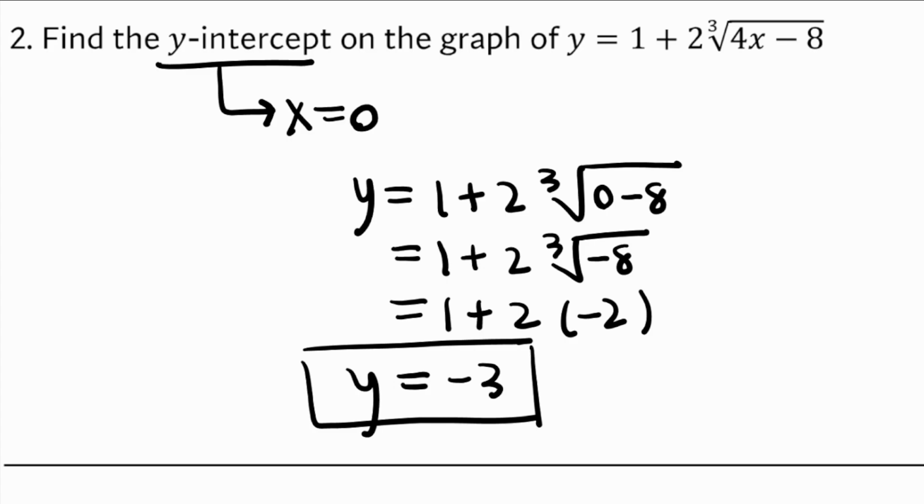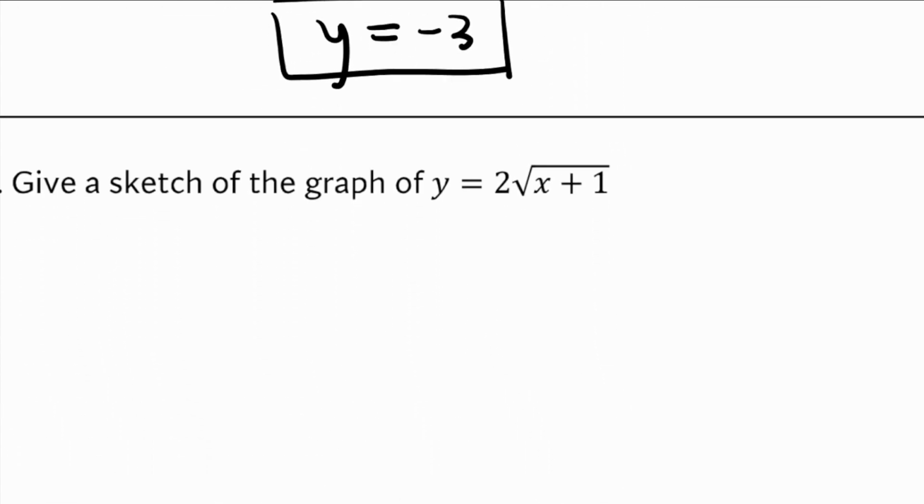I didn't really solve an equation there. I just plugged in and evaluated an expression, so I don't need to worry about checking my answer, plus, minus, anything like that. I'm just going to get y equals negative 3.